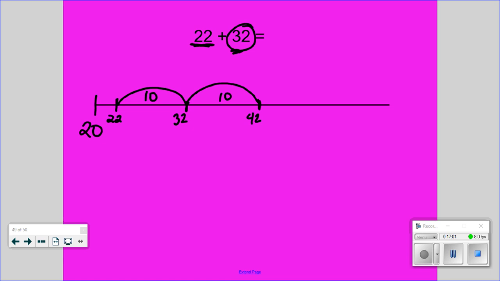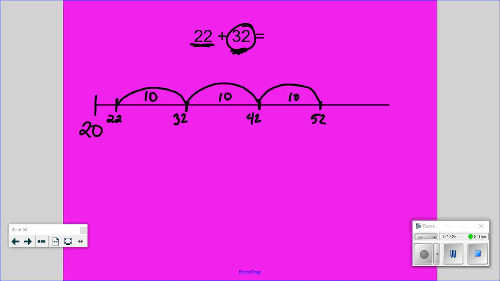So far I've gone a distance of 20, because 10 plus 10 is 20. I need to go a distance of 32. Let's do another 10 jump. Adria, what number is that going to put us at? That's going to put us at 52. 52. Nope.